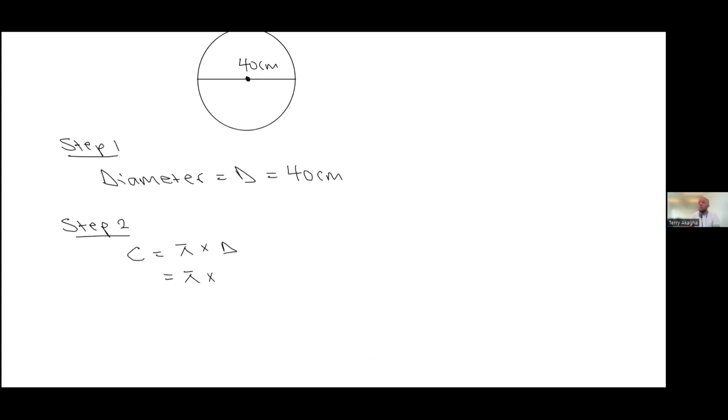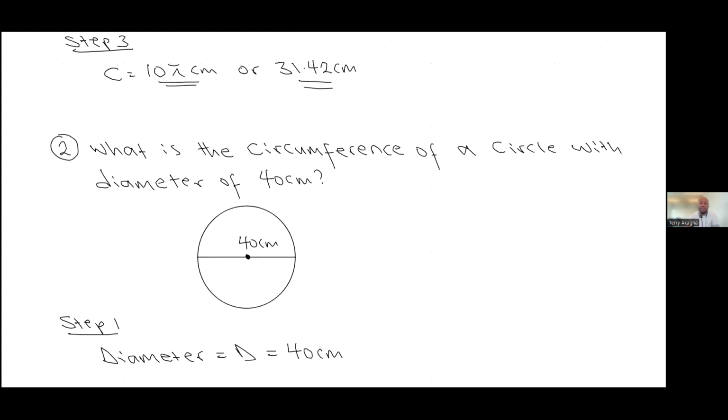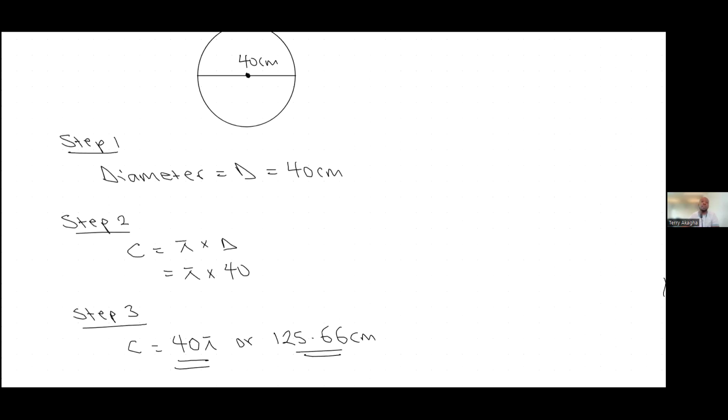And step 3, we're now told to simplify. The circumference is going to become 40 pi, or 40 times pi, or if you want to have it in decimal, it's going to give you 125.66 centimeter. Okay, and that will be that. So basically, that is how you find the circumference of a circle. If you have a radius, it's 2 pi r. If you have a diameter, it's pi d. All right, and that brings me to the end on how to find the circumference of a circle.